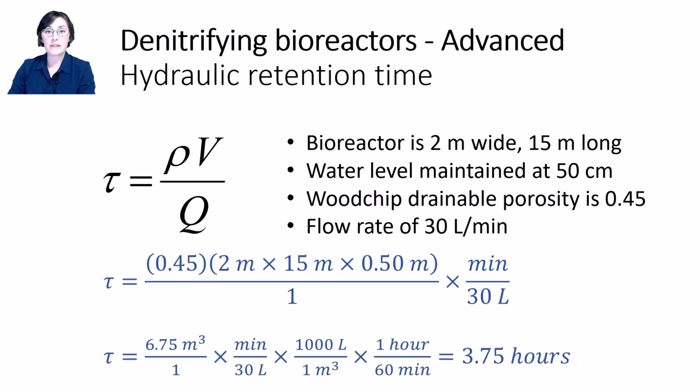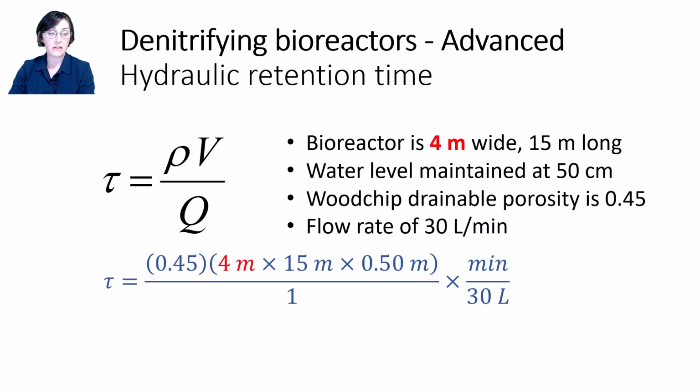What if we double the size of the bioreactor, making it rather than 2 meters wide, 4 meters wide? Would the HRT be higher or lower than our first example?